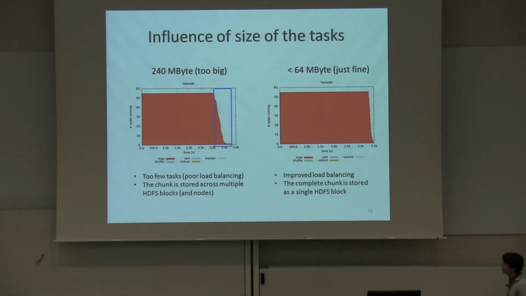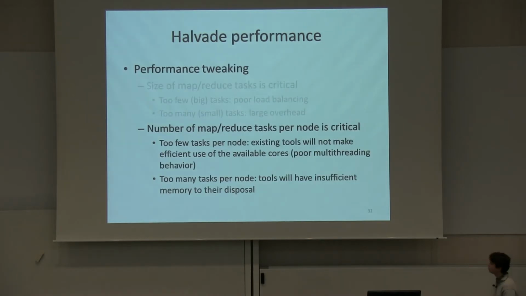This is indicated here, where for instance for the map phase we use input chunks of 240 megabytes. That's too big. You do not have a good load balance. This is slightly below 64 megabytes. So remember to have just one chunk per HDFS block. You have good load balance.